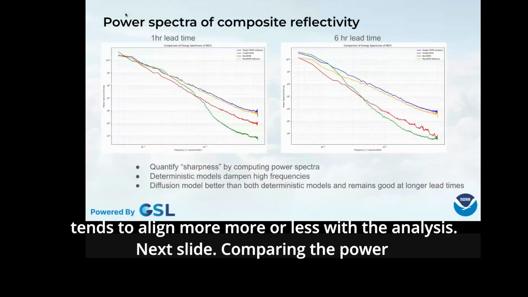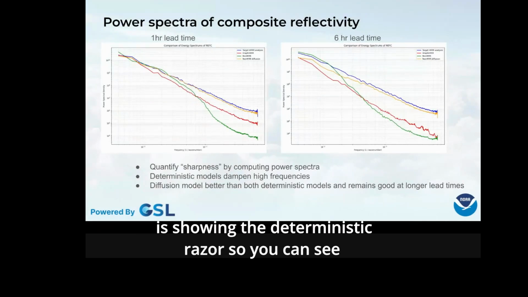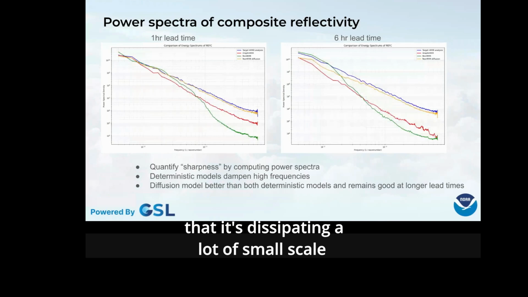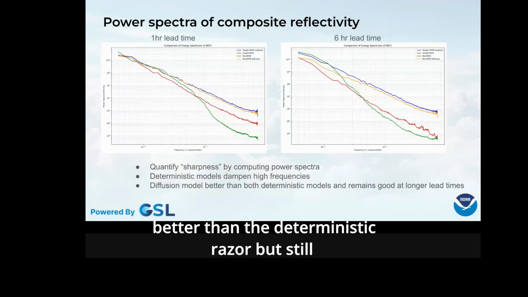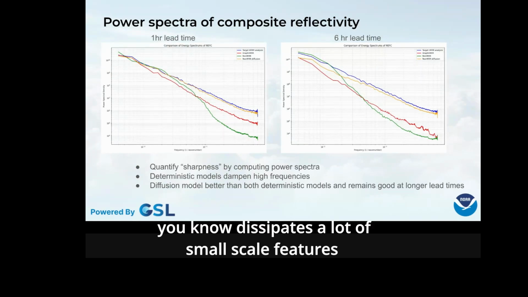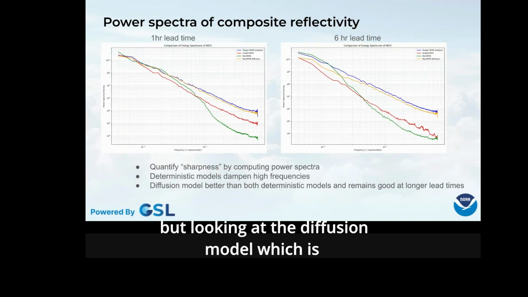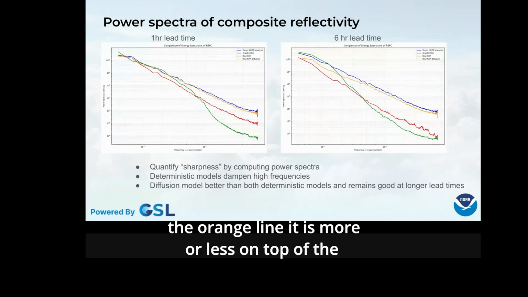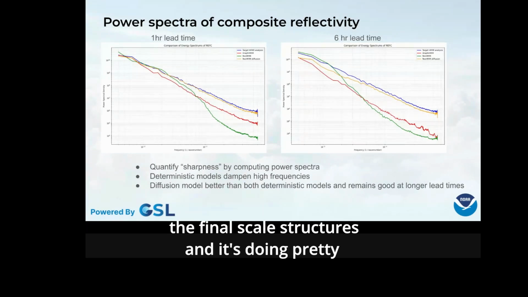Next slide. And comparing the power spectra of different models, here the green line is showing the deterministic Racer. So you can see that it's dissipating a lot of small scale features. And the red line is the Grapher. It's better than the deterministic Racer, but still dissipates a lot of small scale features. But looking at the diffusion model, which is the orange line, it is more or less on top of the HRRR analysis, which tells us that it is capturing the fine scale structures, and it's doing pretty well.